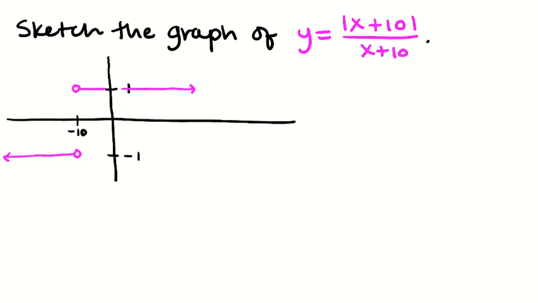One thing I want to mention is that this is the same function as y equals x plus 10 divided by the absolute value of x plus 10. Whoops, I mean, it doesn't matter if the absolute value is in the numerator or the denominator. The mechanism that causes it to be 1 and negative 1 is still exactly the same, so it's not going to change the graph.